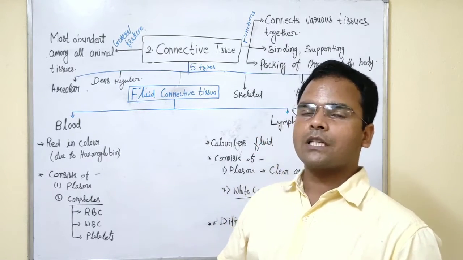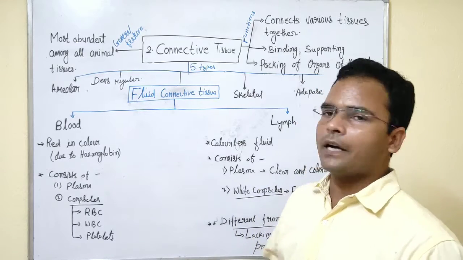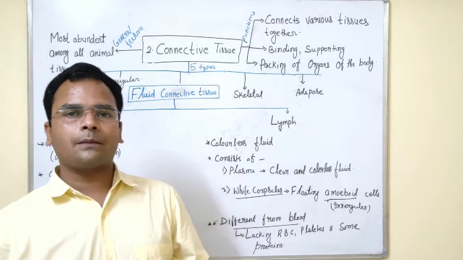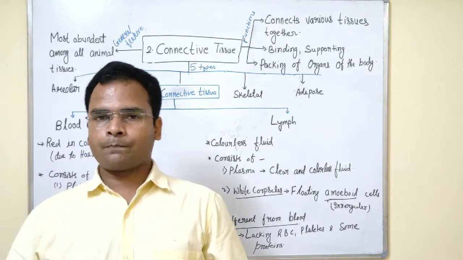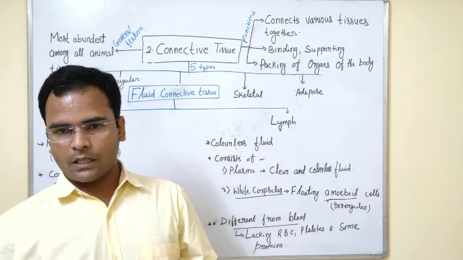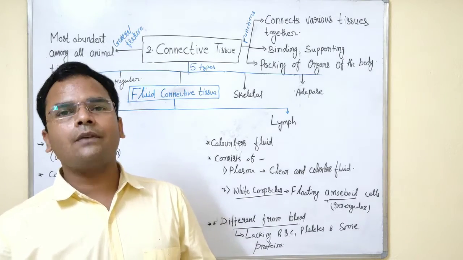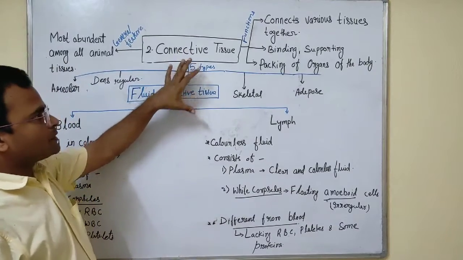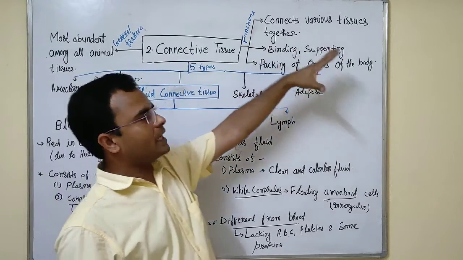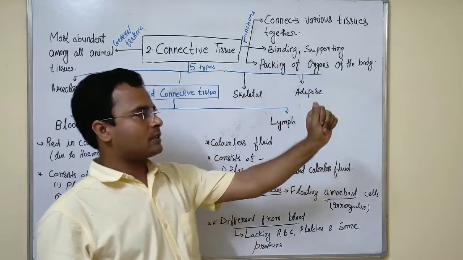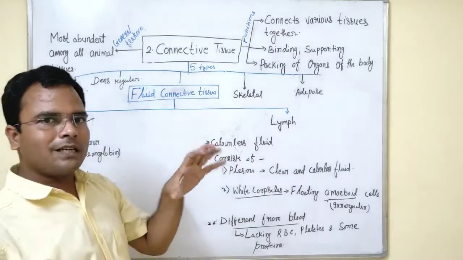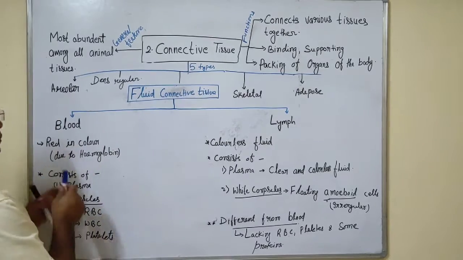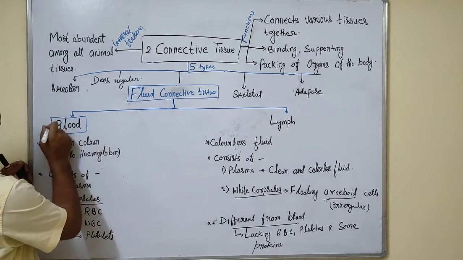In this one we will just learn what fluid connective tissue is, why it is called fluid connective tissue, and what its types are. In the grade 10 board examination, they also ask why blood is called fluid connective tissue. You can see the connective tissues' function is to connect the various body organs and cells. The fluid connective tissue is of two types: one is the blood and the second one is the lymph.